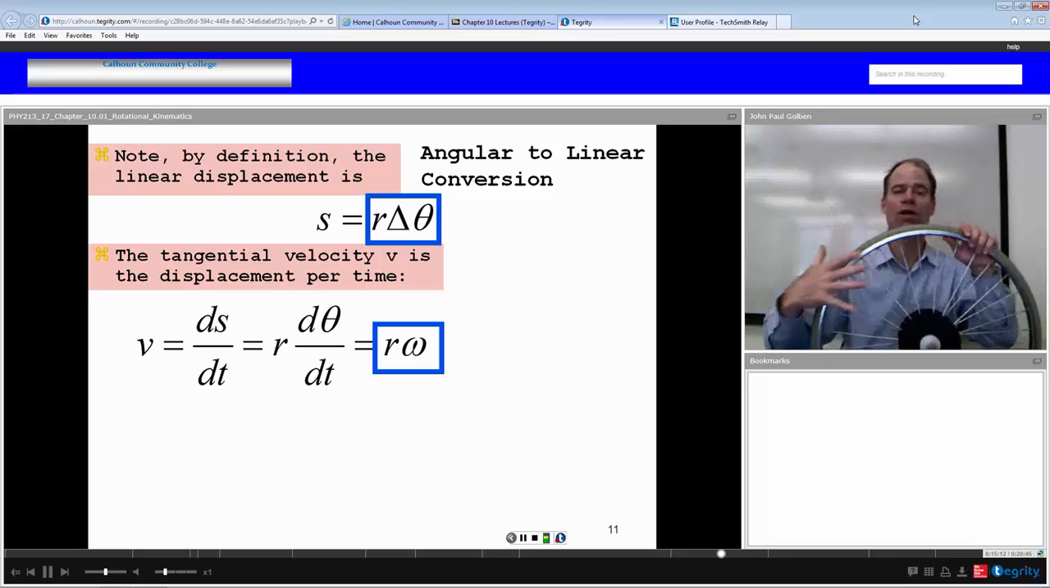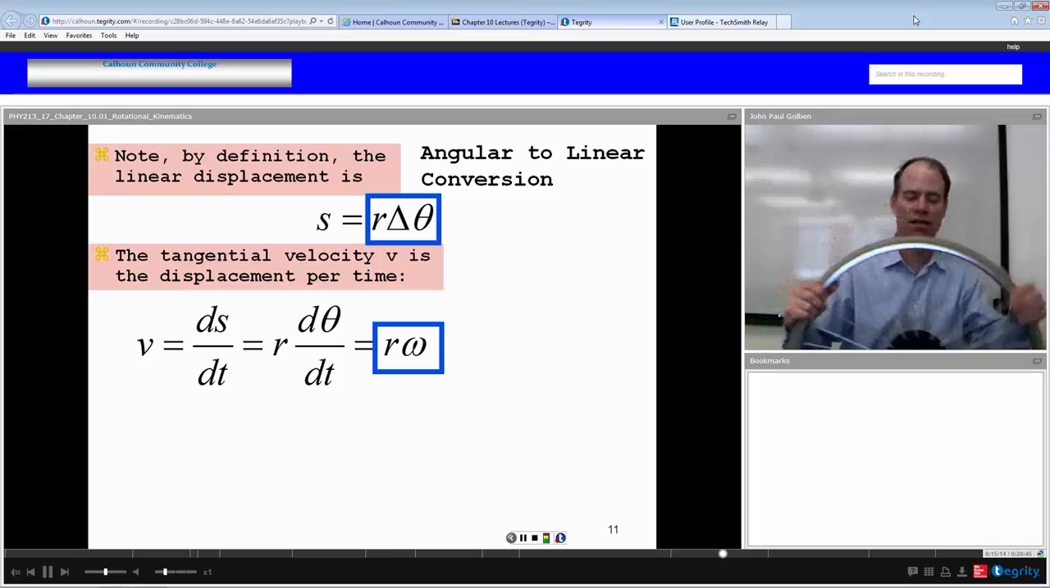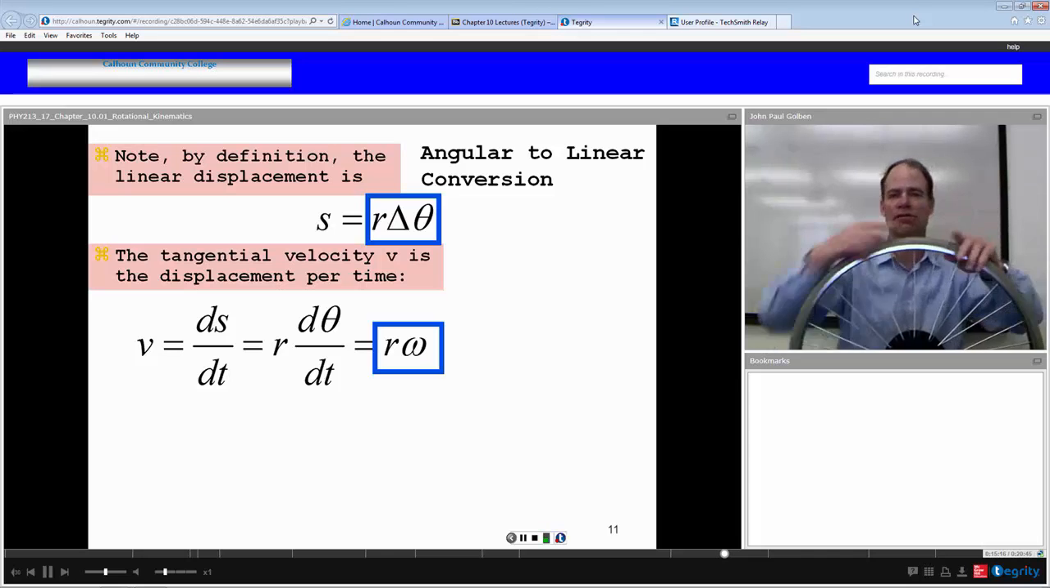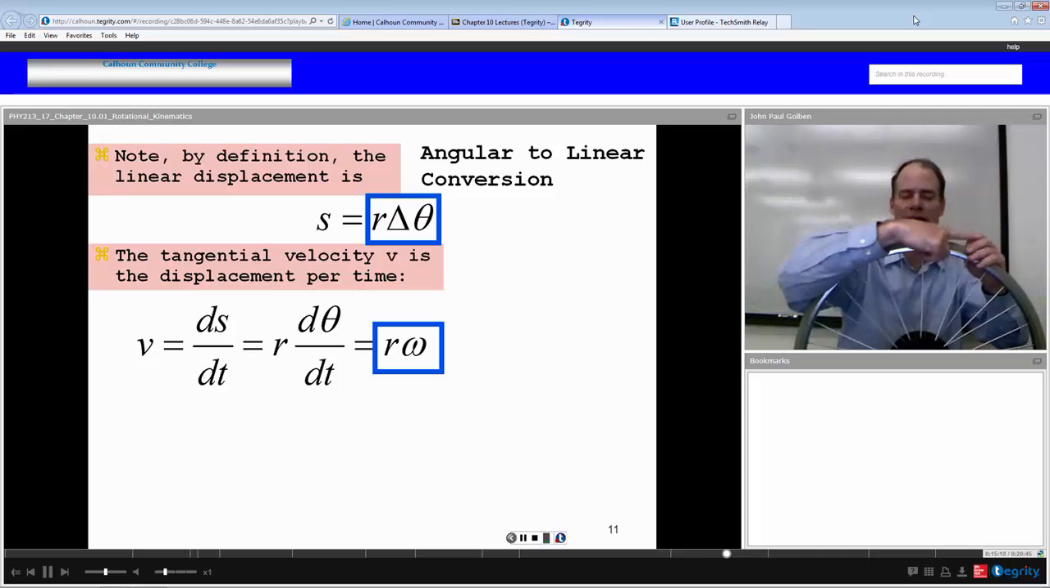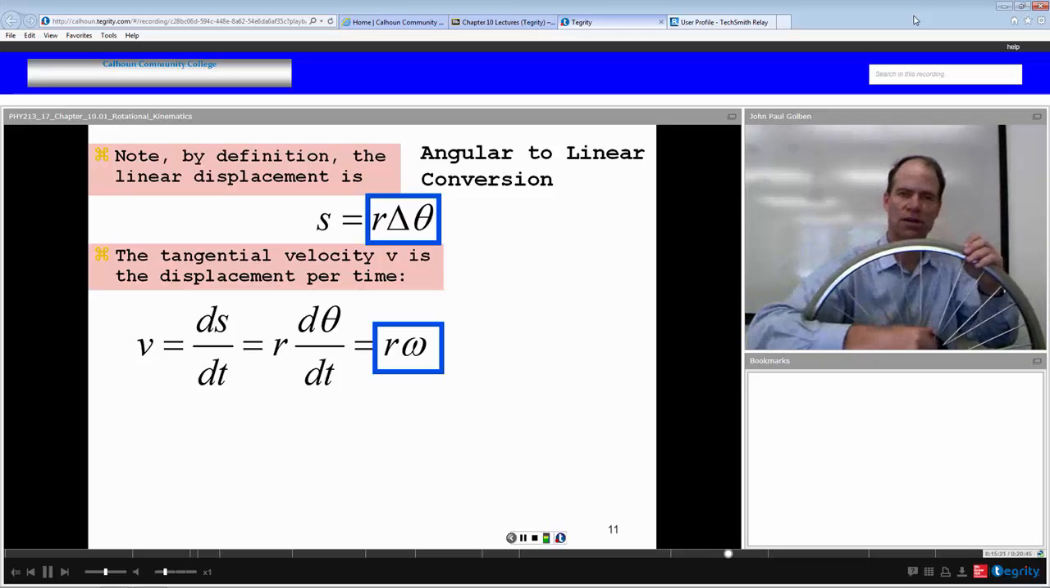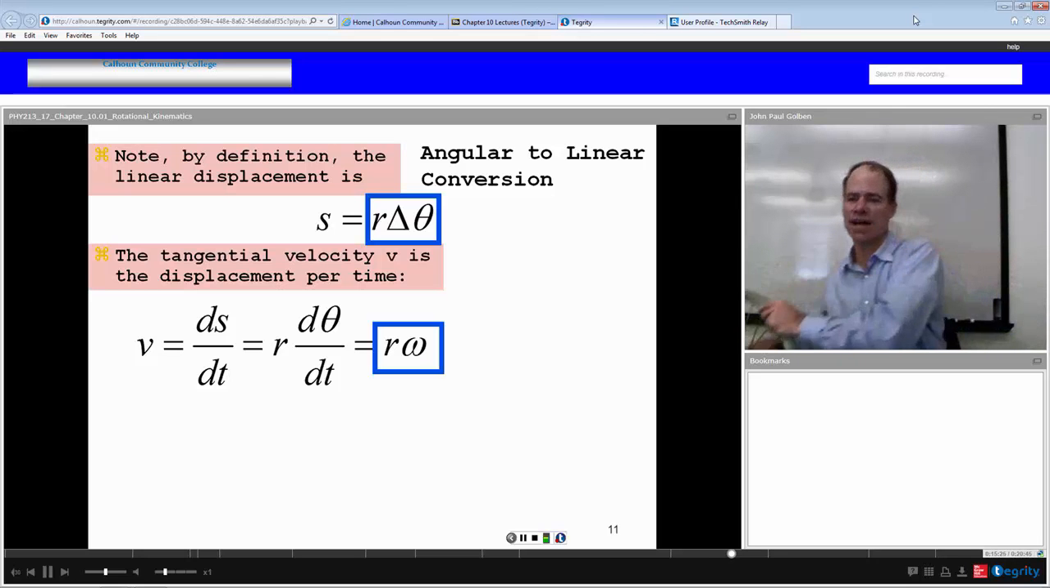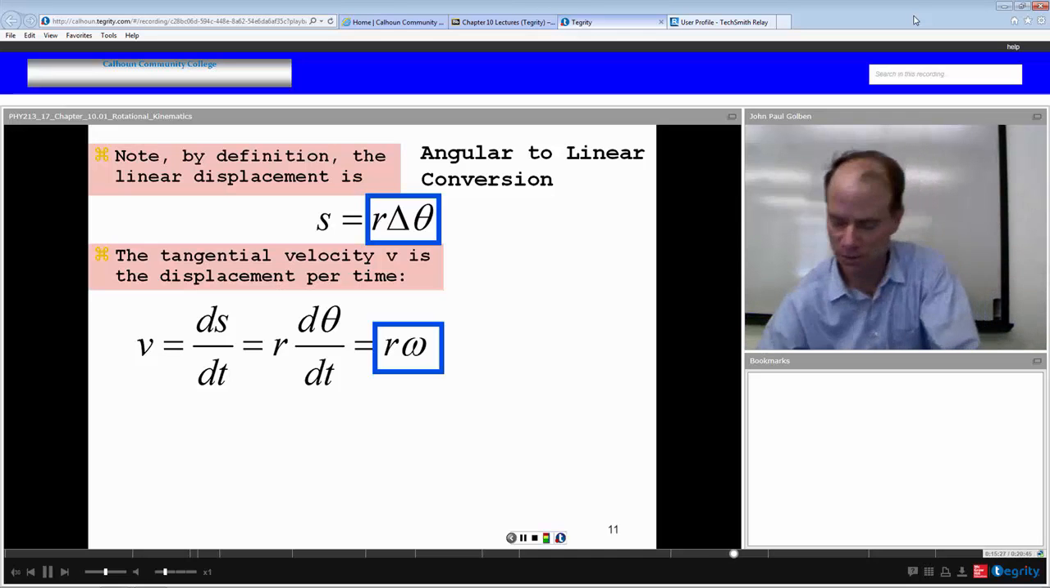The whole wheel has the same angular velocity, but a point on the rim has a greater linear velocity because it's r times omega, while a point to the interior will have a lesser r, but the same omega. So they'll have that kind of ratio of linear speeds.